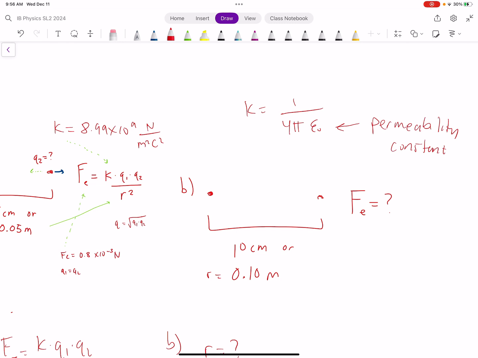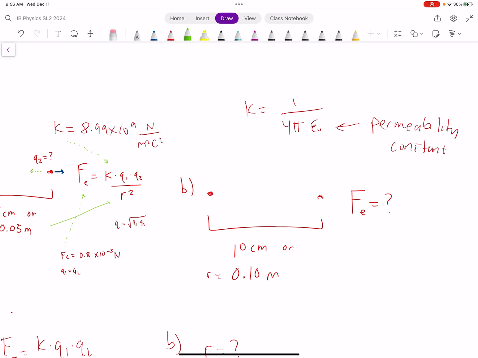Now, K can be defined as 1/4 pi over the permeability constant. So K is a constant that can be calculated with another constant. This permeability constant is a property of where the electric field is, like the space the electric field is in. So how does the electric field permeate through a certain area or space? That can change.